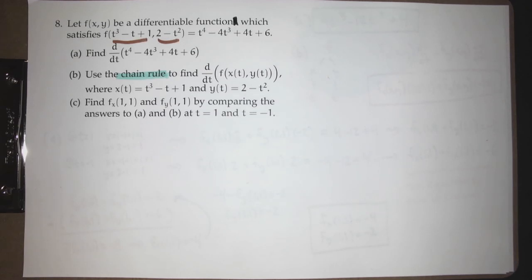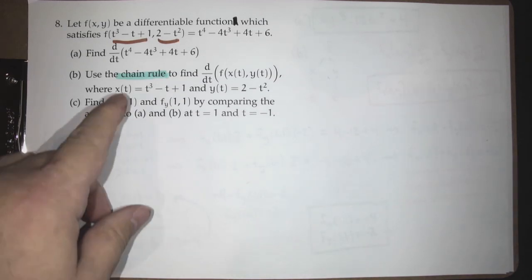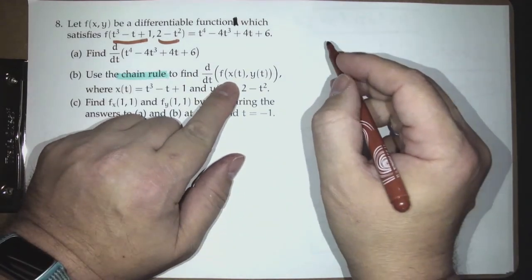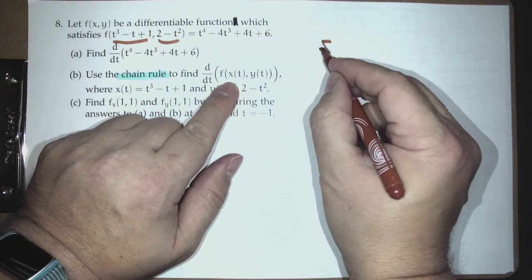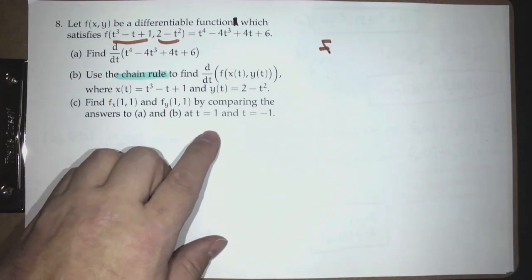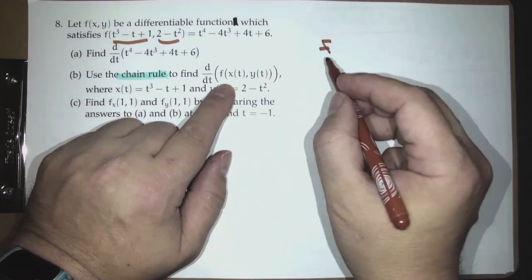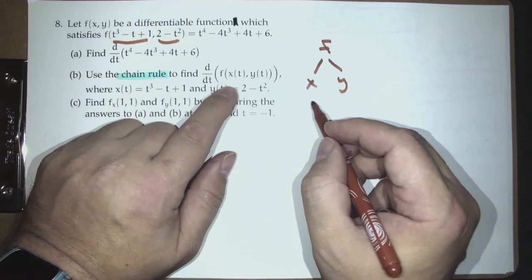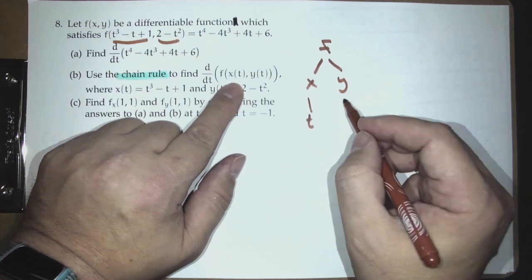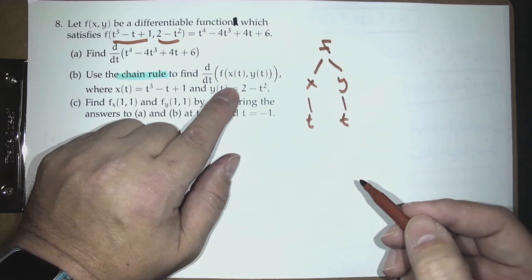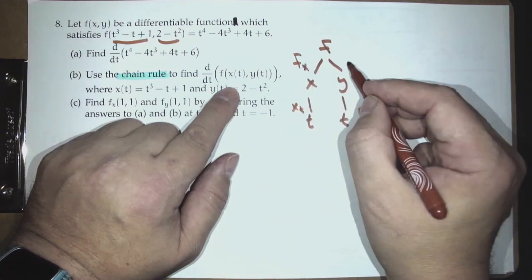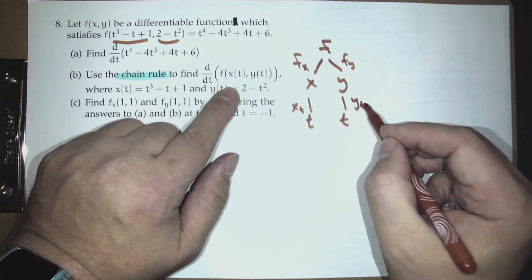Okay, so this is saying find the derivative with respect to t of this expression. Let's draw the tree. I like the tree. What does f depend on? X and y. What does x depend on? T. And y? T. So you have your f sub x, x sub t. These are your derivatives, f sub y and y sub t.